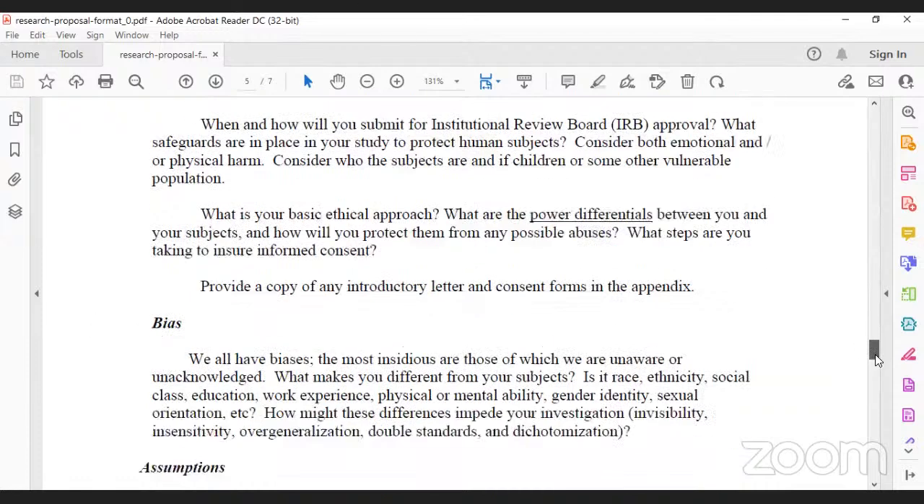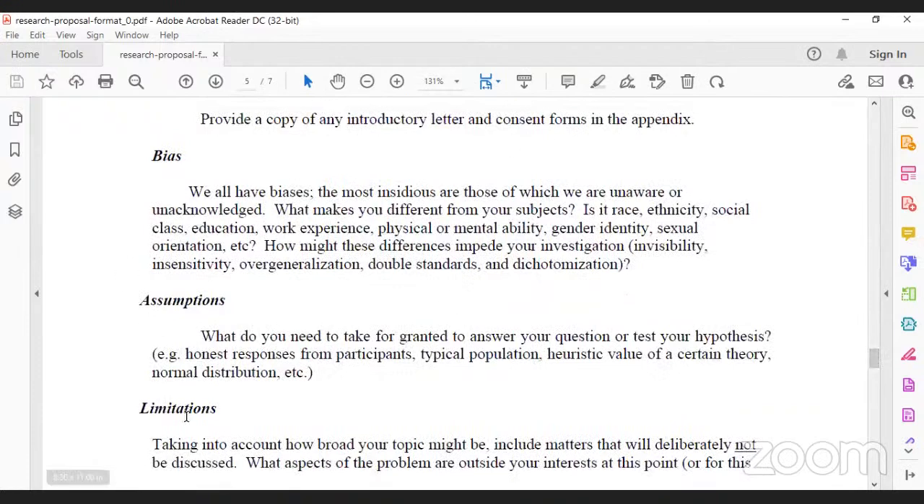What kind of biases? You don't have to write everything, biases, assumptions. It is not mandatory. It is just that in some research proposals you have to mention these things because they are very clearly indicative and make a lot of difference in your research proposal. So if you're doing a multicultural or multi-ethnicity study, how might these differences impede your investigation?